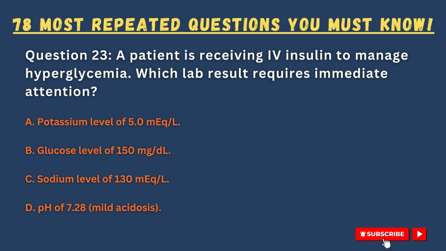Question 23. A patient is receiving IV insulin to manage hyperglycemia. Which lab result requires immediate attention? A. Potassium level of 5.0 milliequivalent per liter. B. Glucose level of 150 milligrams per deciliter. C. Sodium level of 130 milliequivalent per liter. D. pH of 7.28, mild acidosis.